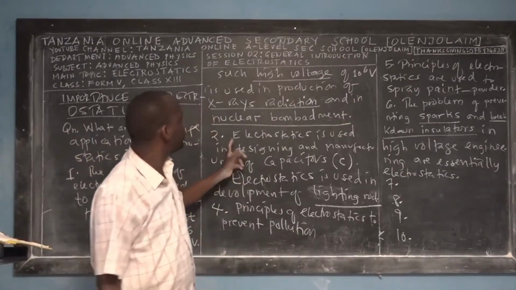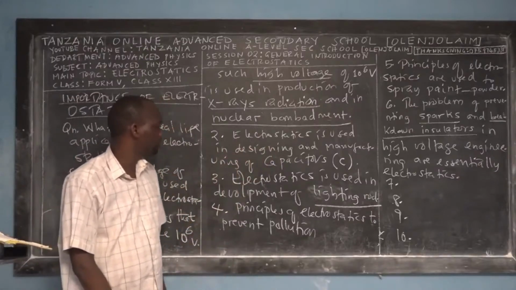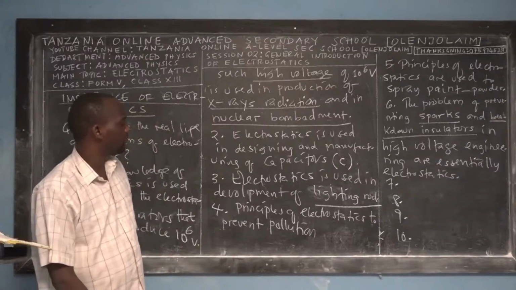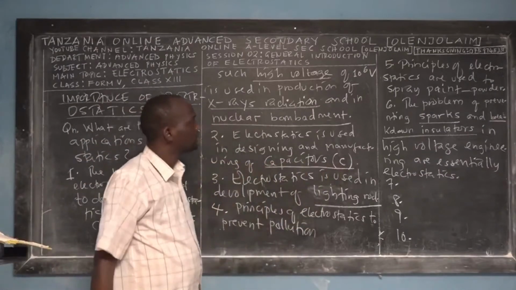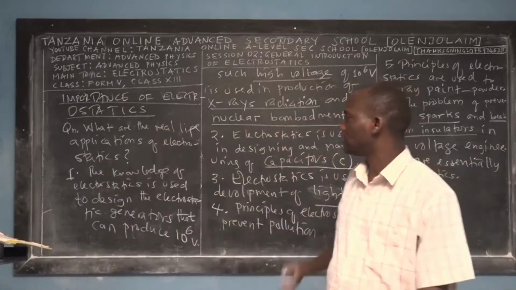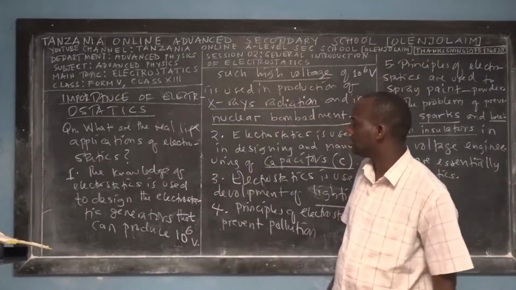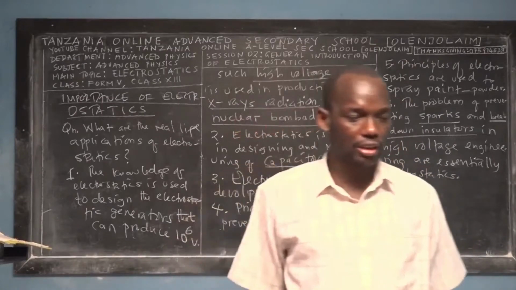So I will need to come back onto the second application to say that electrostatics is used in designing and manufacturing of capacitors. I mentioned capacitor in session 1, and hence I gave you a promise that I will show you when we reach the last topic of capacitance. But I think it's better if I show you right now.